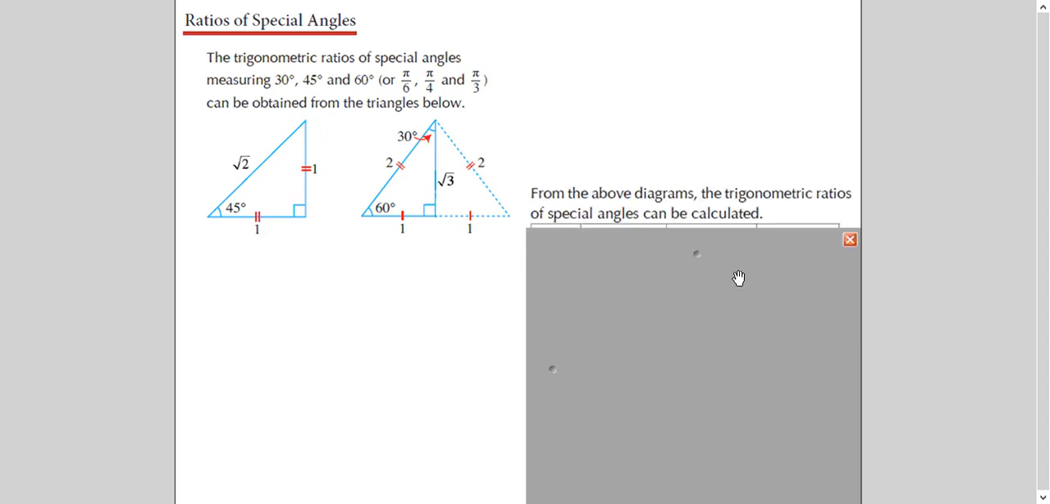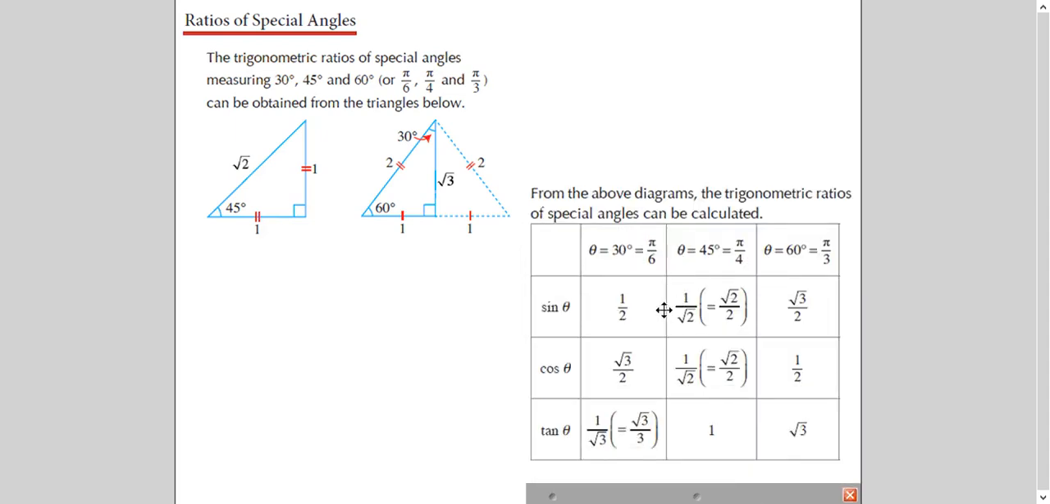let me show you cos. Look at this middle column. We know that sine is opposite over hypotenuse, 1 over root 2. Cos is adjacent over hypotenuse, 1 over root 2. Tan 45 is 1 over 1, opposite over adjacent. So this is how you can fill it up very quickly.